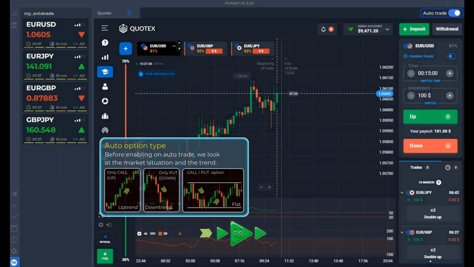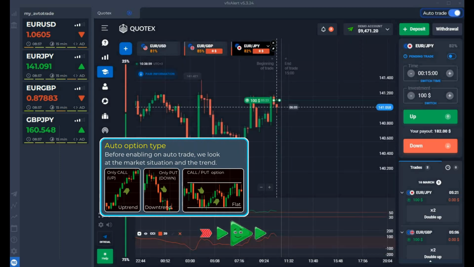Choosing the right auto option type is as important as money management. No need to strive to take the entire market. It is wrong to open up and down trades at the same time on a trend. We will get a lot of opposite options. There will be no good profit.